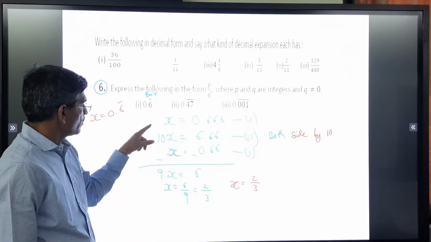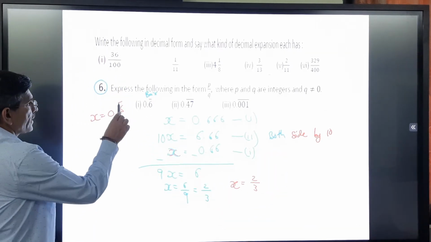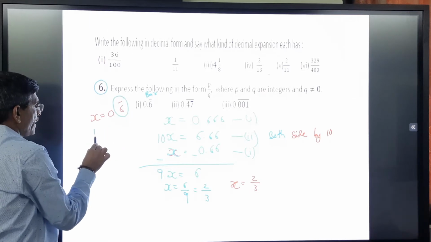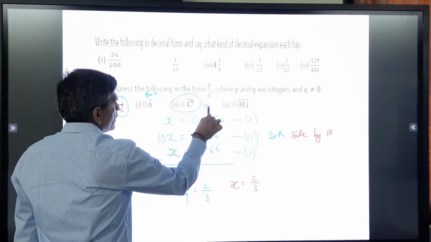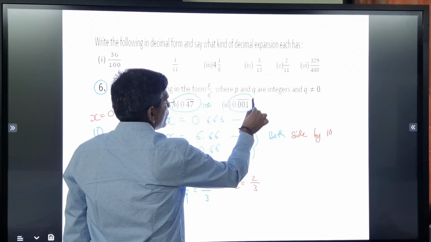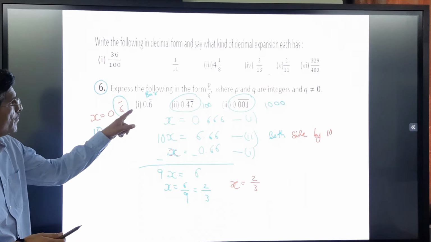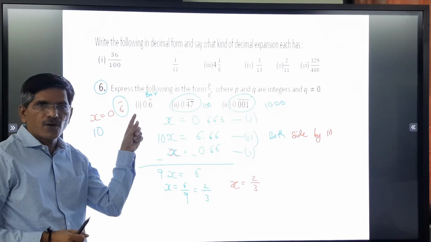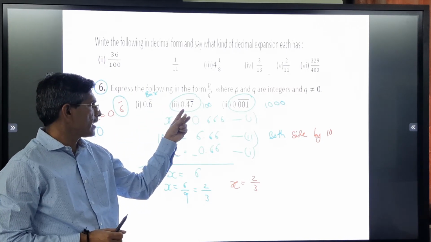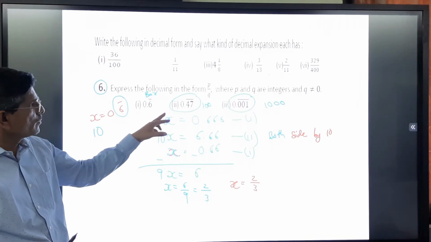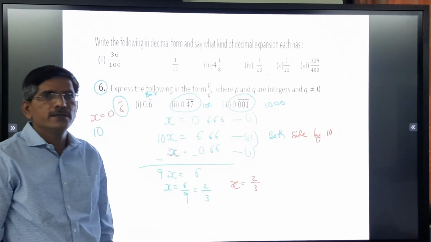So now one bar is there, so I have to multiply by 10. Here bar is only one time, so multiply by 10. Here bar is in the form of 2 digits, so we have to multiply by 100. Here bar is in the form of 3 digits, so I have to multiply by 1000. Here again 0.6, so only 1 digit is in the bar, so I have to multiply by 10. In the second question, after the point there are 2 digits, so I have to multiply by 100. After the point 3 digits are there, so I have to multiply by 1000.